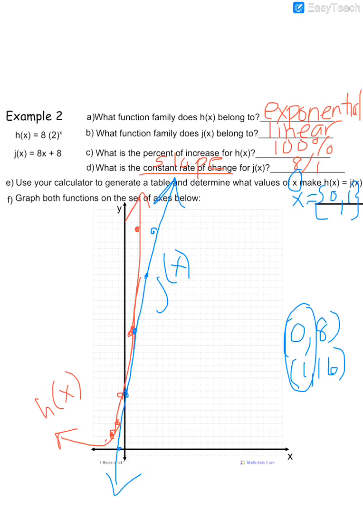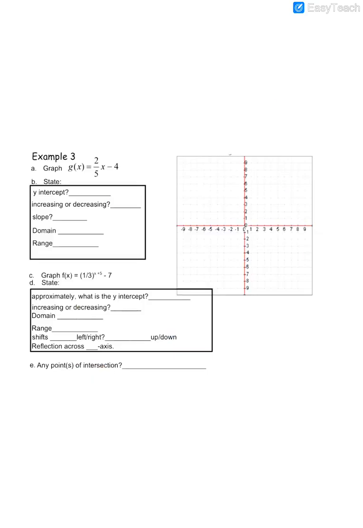Okay, I did graph both my functions. Please, I'm begging you, label both. I have h of x and j of x. All right, let's keep going.